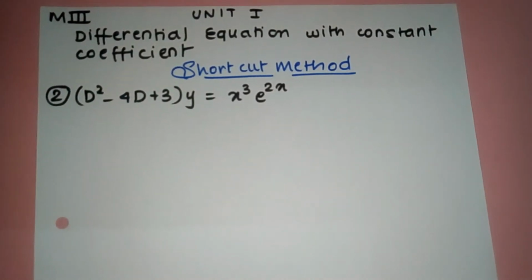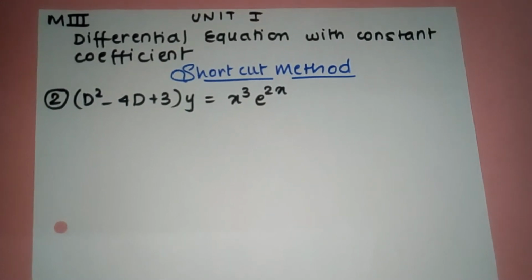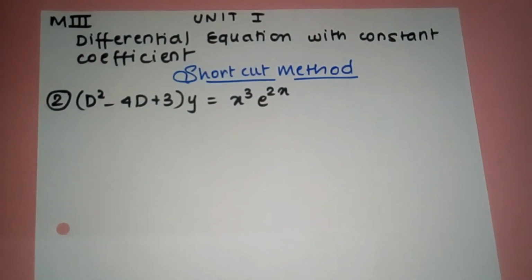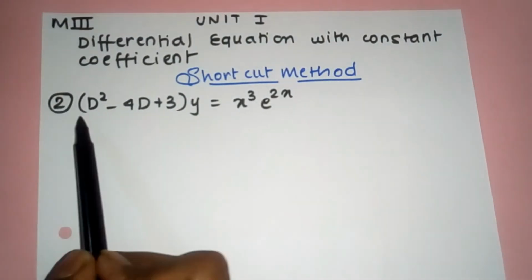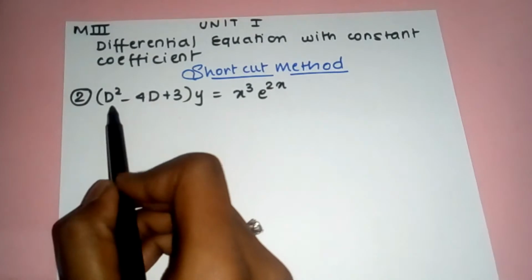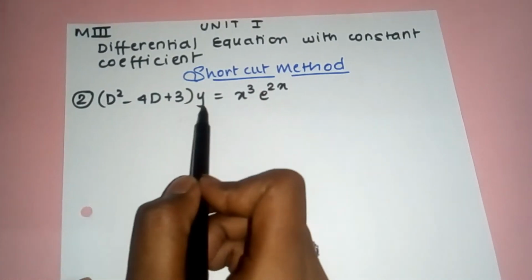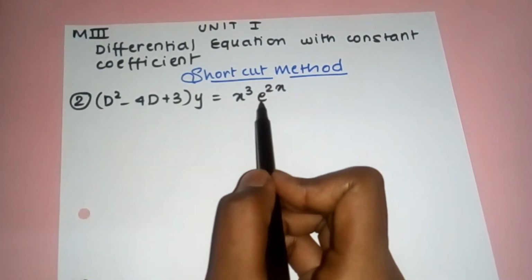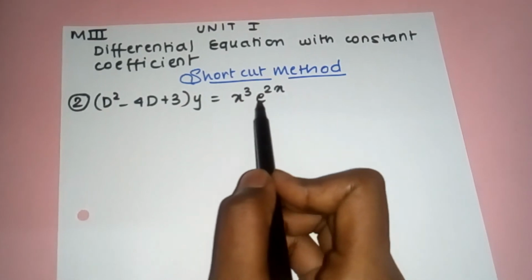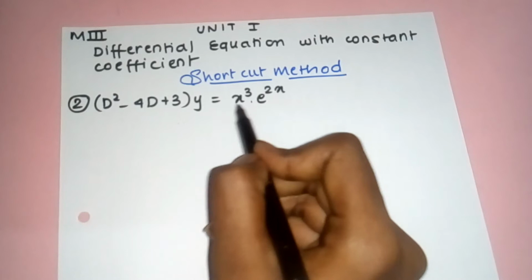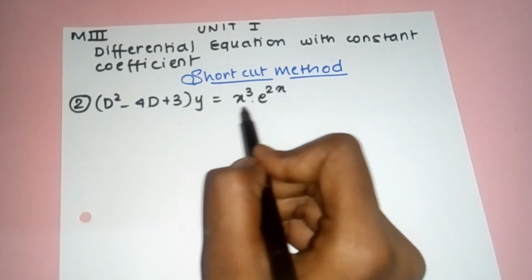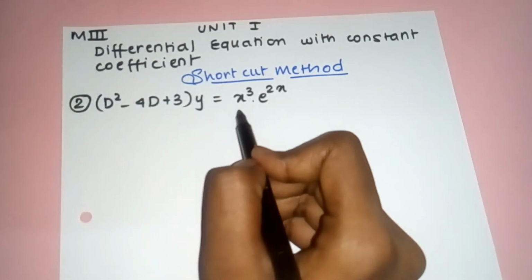In this video, I'll be taking some more examples on case 8 sums of shortcut method. So let's start. Here I've taken one example. The question is D square minus 4D plus 3 times y is equal to x cube into e raised to 2x. Now x cube into e raised to 2x, that is case 7 if you remember.